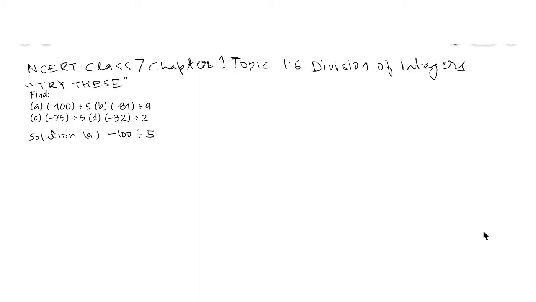On dividing 100 by 5, we get 100 divided by 5 equal to 20. Now as 100 has the minus sign before it, we put the minus sign prior to the quotient 20. The property used in this is: when a negative integer is divided by a positive integer, the quotient is a negative integer. Part B, minus 81 divided by 9.